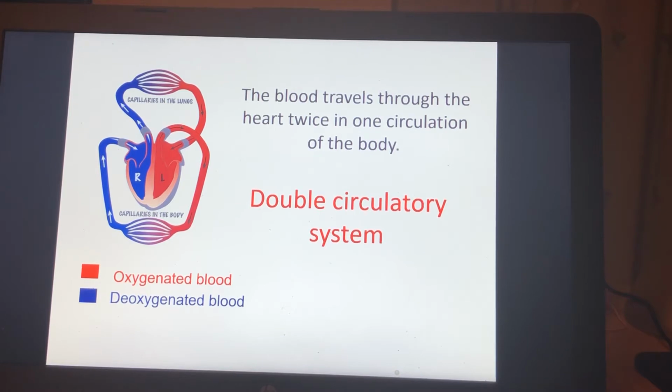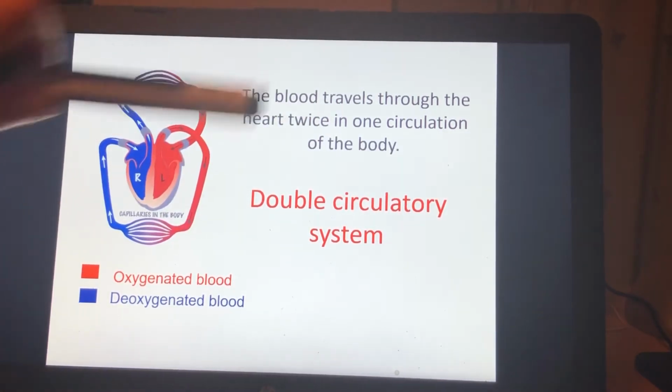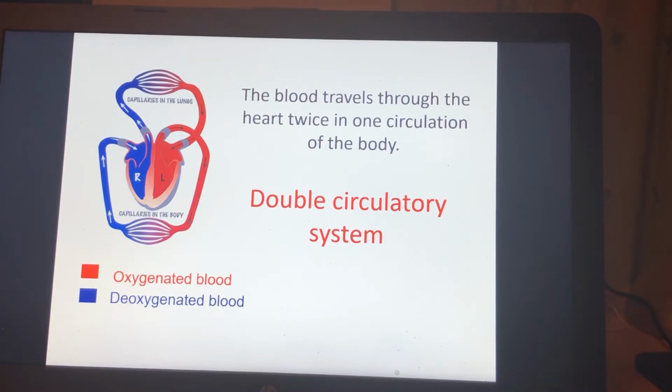So that is really your definition. At the bottom of page 6 it says the human circulatory system is described as a double circulation because, and you're going to write that phrase in there, the blood travels through the heart twice in one circulation of the body. Now, quite often in exams they'll say what is meant by a double circulatory system, so you have to learn that, and that's the answer you write for that kind of question.